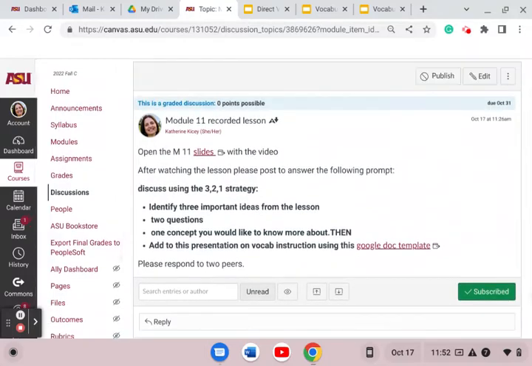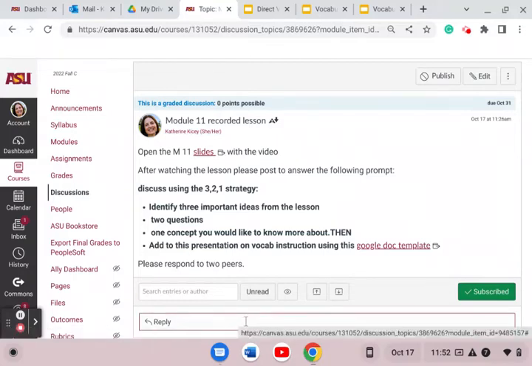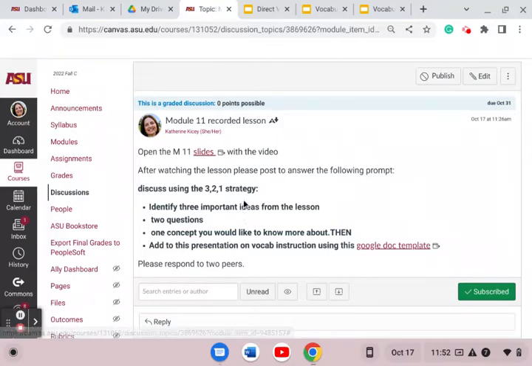Remember that just like the last one, you will receive your participation points in the PLC by replying to this discussion board. And this discussion board has a few more parts to it. So you're going to want to watch the lecture, including opening the slides. And then from the lecture, you're going to follow this 3-2-1 strategy. And you can use this with your students as well.